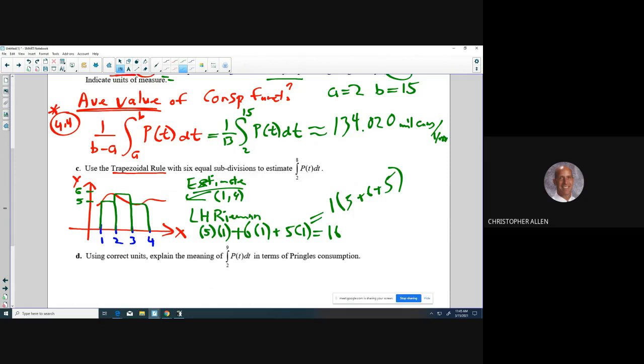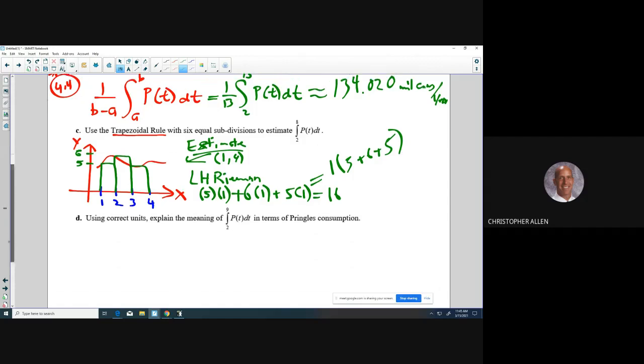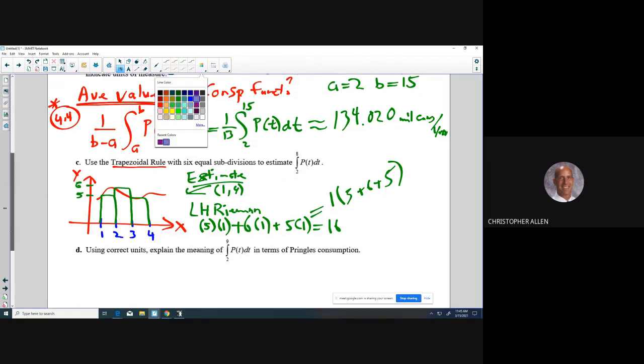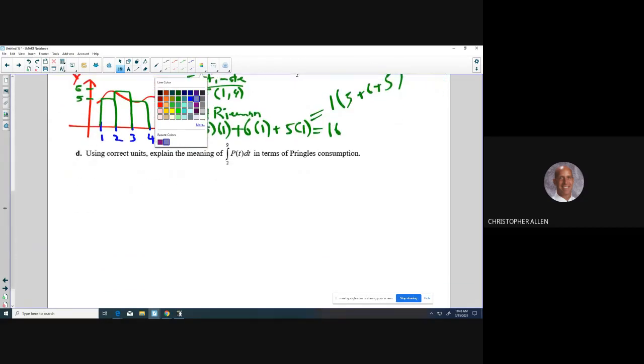But this question says, no, we're doing trapezoids. So now we do the same problem, but with trapezoids, okay? All right, I'm going to do it in purple. Let's do lavender. Lavender will be pretty. Okay. So now we do the same problem, but now I'm going to do trapezoids.